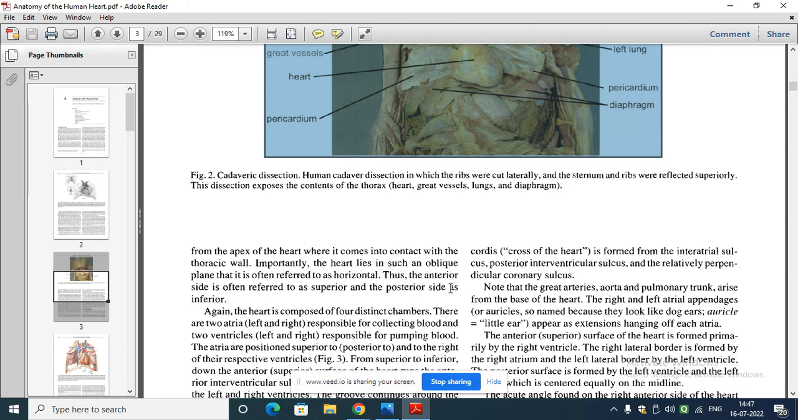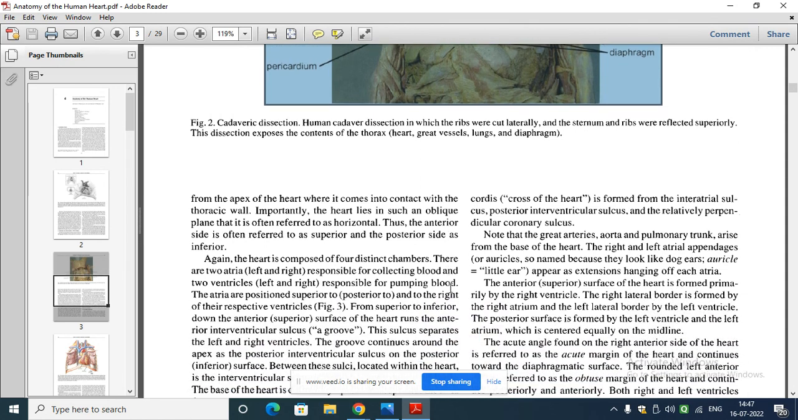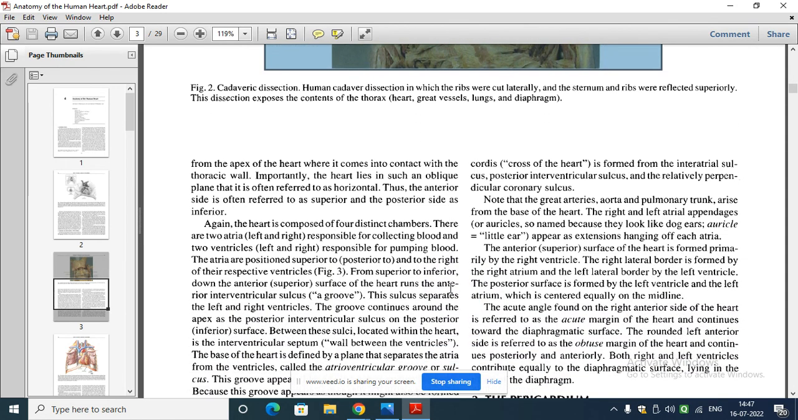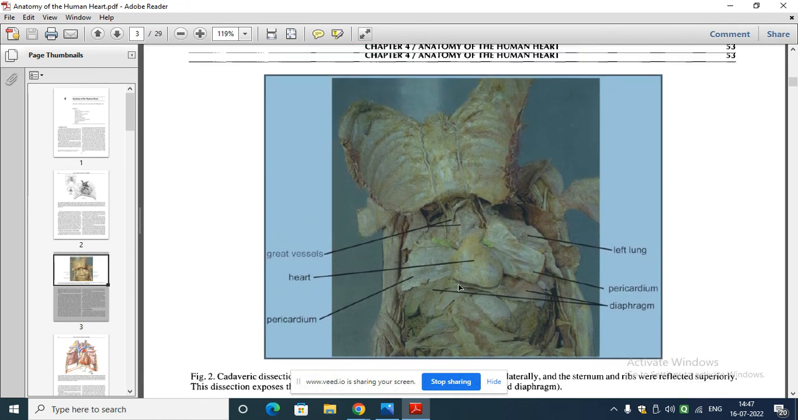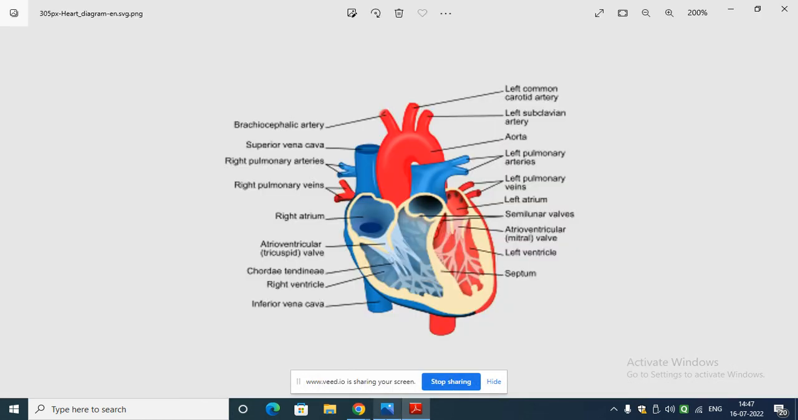You can see again the heart is composed of four distinct chambers. The four distinct chambers, I hope all of you know. I will show you the four distinct chambers. See, these are the four distinct chambers. The right atrium, you can see this right atrium, the first chamber, and the left atrium.